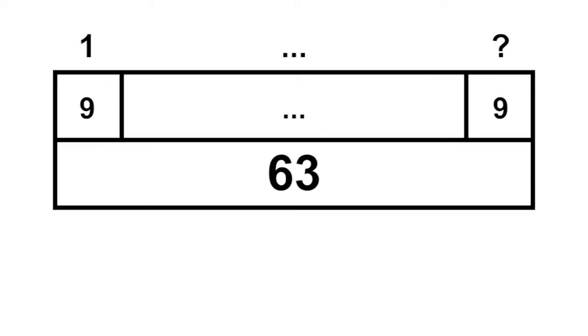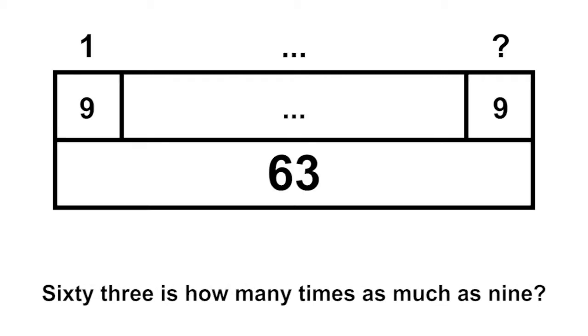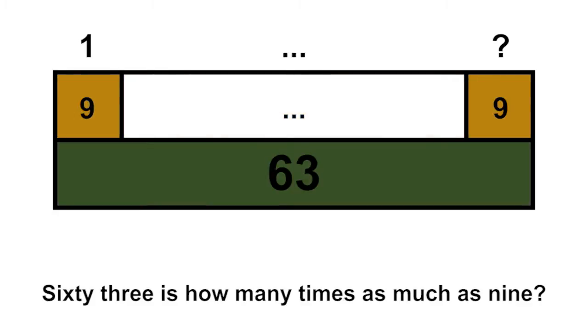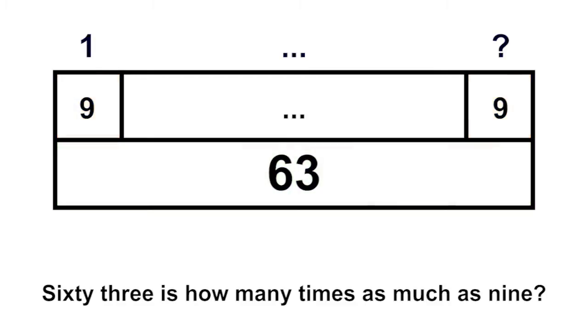The multiplicative comparison represented is 63 is how many times as much as 9. The bar with the 3 dots represents the unknown number of groups of 9. We also see a few iterations of 9 and the value 63, which is being compared. The small numbers and symbols above the bar model represent the number of groups that are required to equal 63. The question mark indicates that the number of groups is unknown.